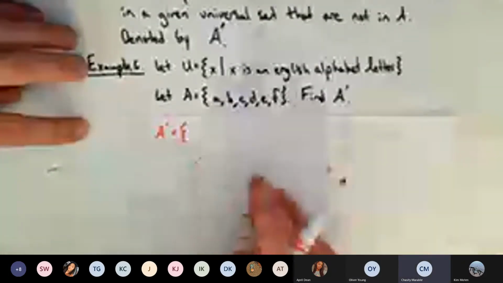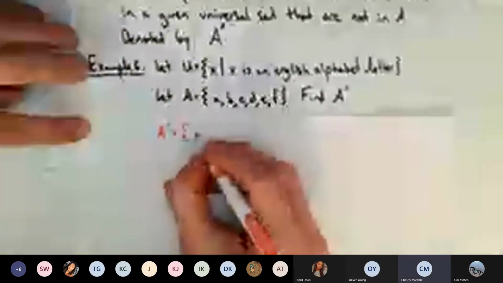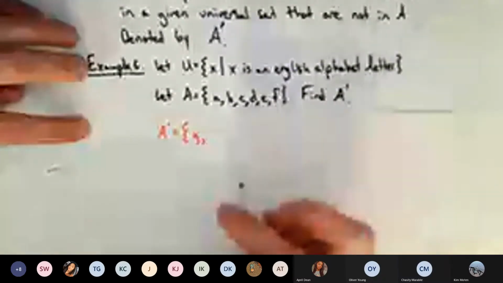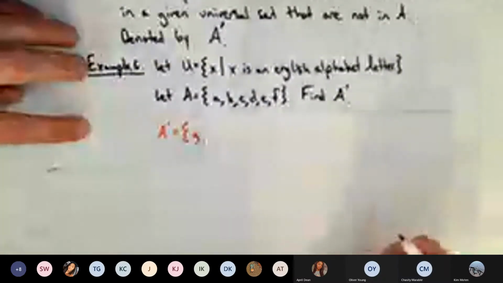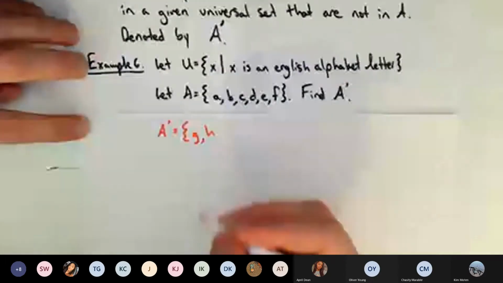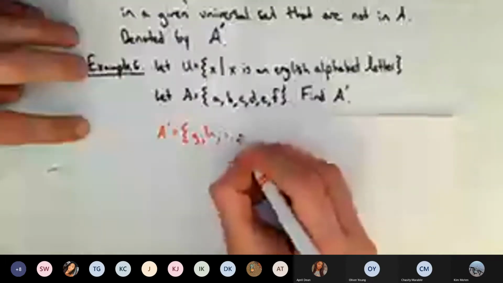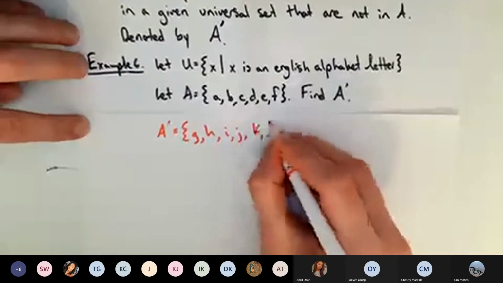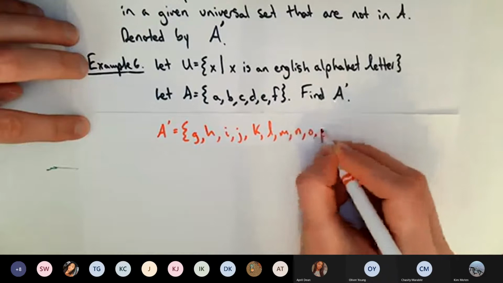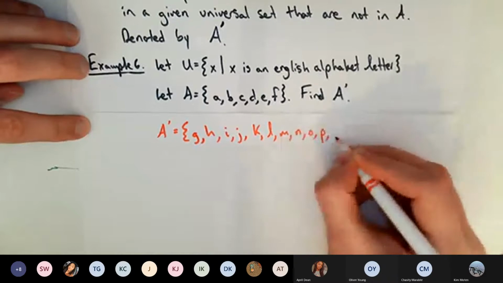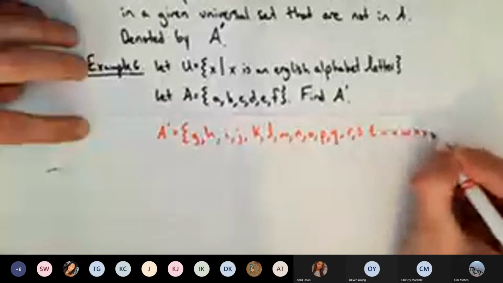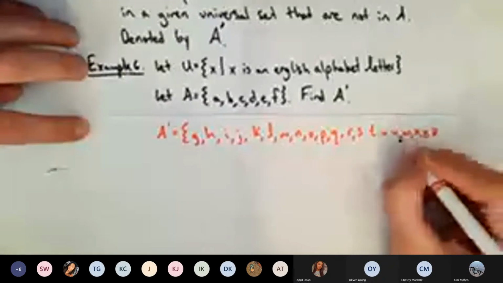G. Yes, G. Thank you. G is the first letter that's not in A. And then we would have what else isn't in A that is in the universal set. We have H, I, basically the rest of the alphabet. P, Q, R, S, T, U, V, W, X, Y, Z. Just quickly listing them there.